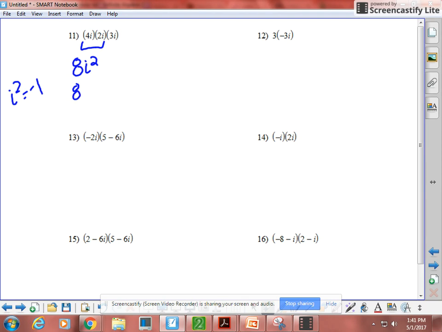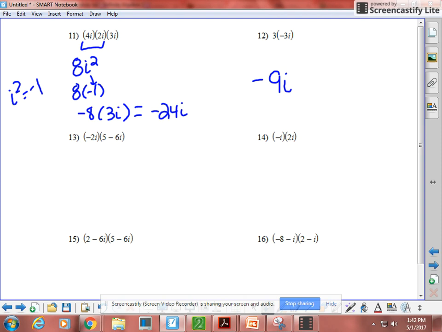So what this really is, is 8 times negative 1. So I'm replacing that, and I get negative 8 times 3i. So my final answer is negative 24i. Okay, so anytime you see an i squared, you're just going to switch it out with the number negative 1. On number 12, you're just multiplying those together and simply getting negative 9i.